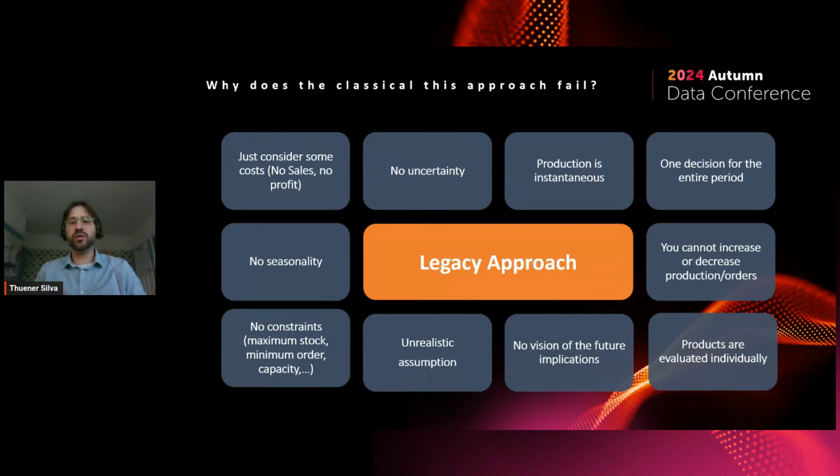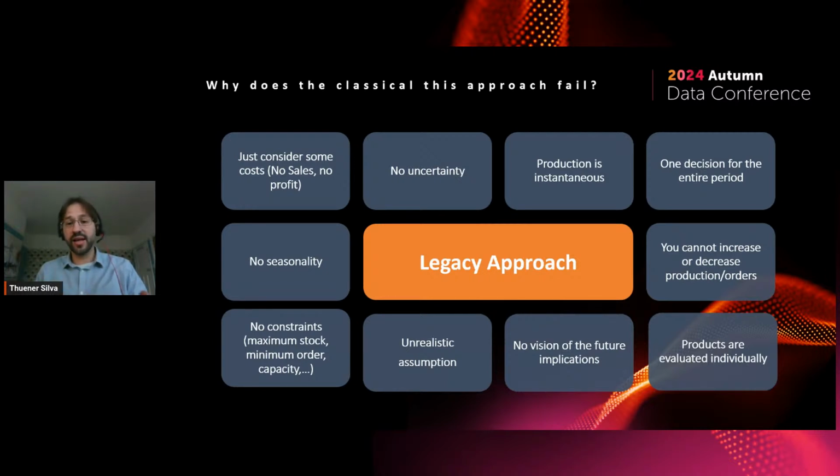Sometimes you have an approach that is so good that they keep using it, but that's not the case here. This approach did not consider all the costs, right? So there is no sales, there is no profit calculation. It just considers the very simple cost of ordering and production cost. That's just two costs, right? So there are a lot of other costs there. There is not even fixed cost or staffing cost. There is no uncertainty at all, right?